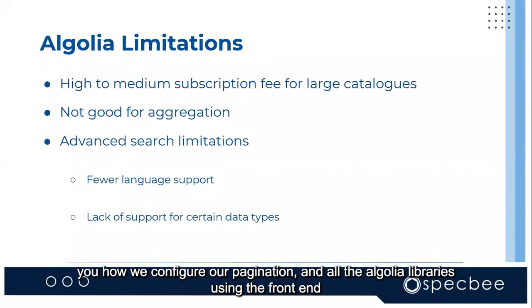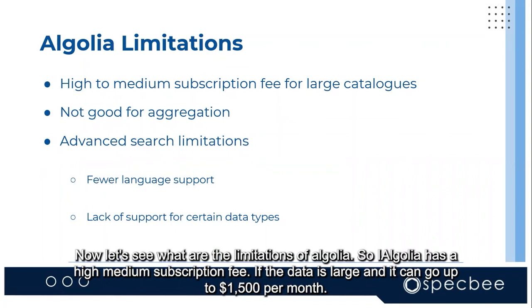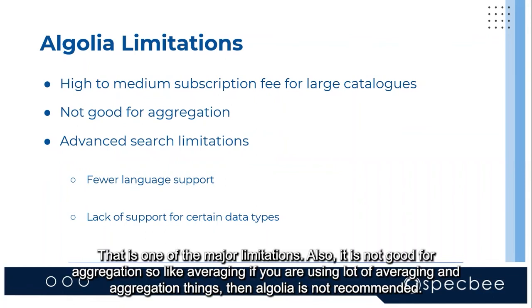Yeah. Now let's move on to the other section. So far we have seen all the good things of Algolia. Now let's see what the limitations of Algolia are. Algolia has a high to medium subscription fee. When the data is large, it can go up to $1,500 per month. For a small to medium organization, it can be a huge subscription fee. So that is one of the major limitations.